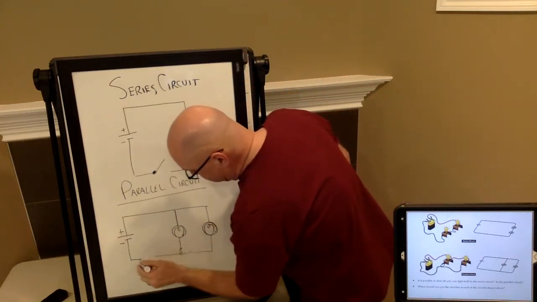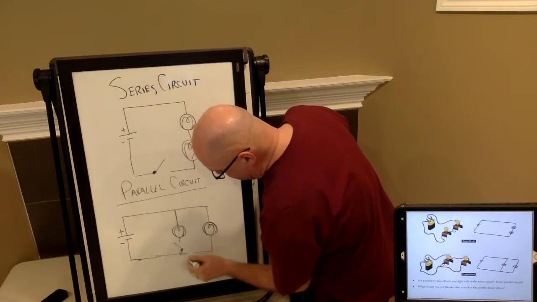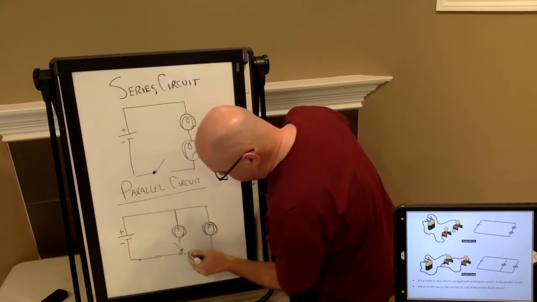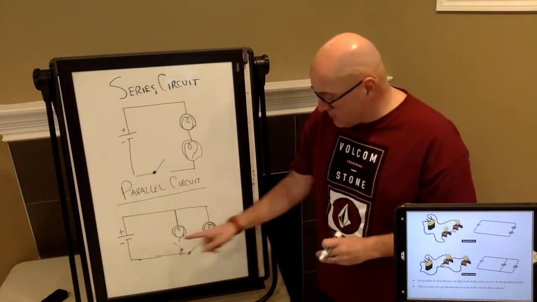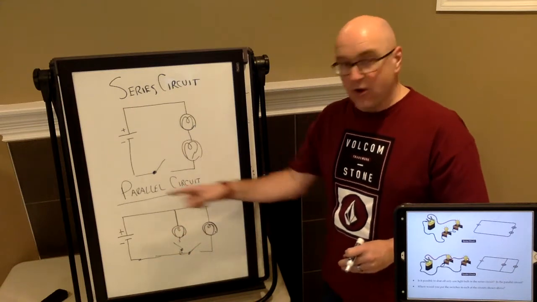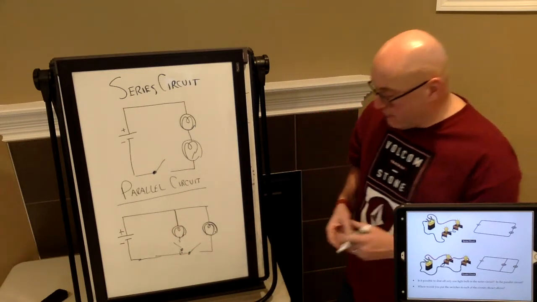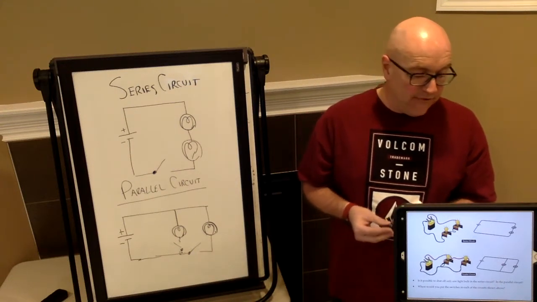However, if I don't have a switch there, and I put a switch there, and I put a switch there, each of these two paths are controlled individually. If this switch opens up, the electrons can't flow this way, but they can certainly flow that way through the other light. If both the switches are open, then basically no electrons are flowing anywhere.